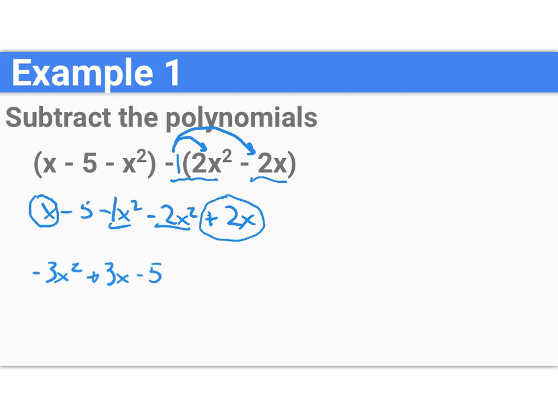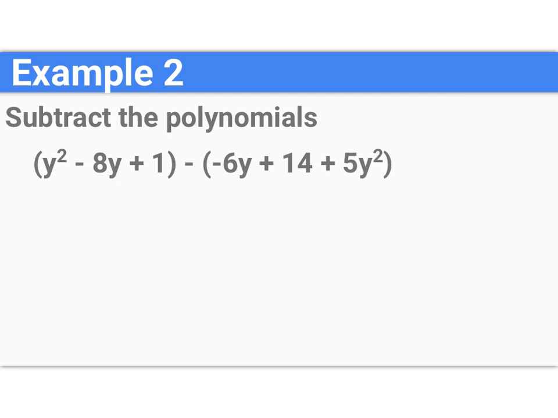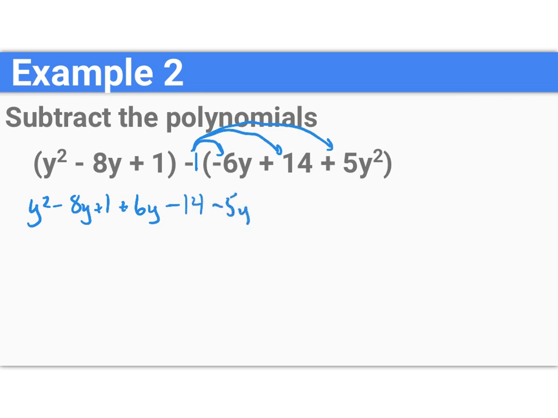And this is how you subtract polynomials. You have to distribute the negative outside of a grouping inside every term in the grouping. And again, same thing. Put a 1 there, distribute, distribute, distribute. So you have y squared minus 8y plus 1. Negative times negative is positive 6y minus 14 minus 5y squared.